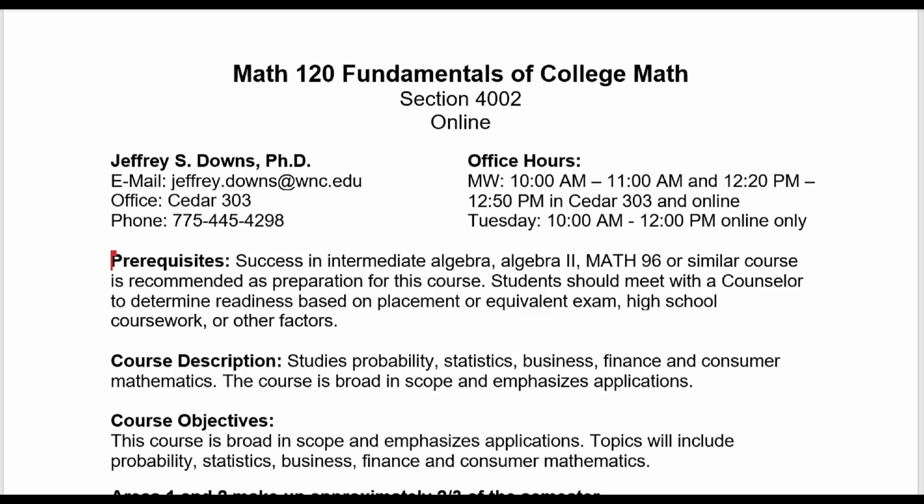My name is Jeffrey Downs. I'm a PhD. My email is jeffrey.downs@wnc.edu. My office is Cedar 303. My office phone number is 775-445-4298.